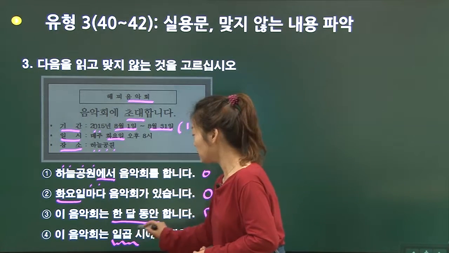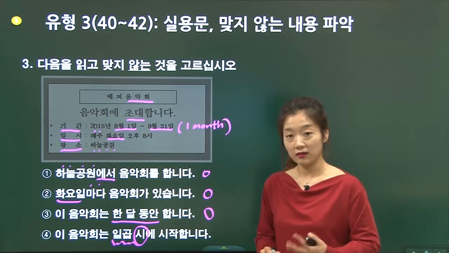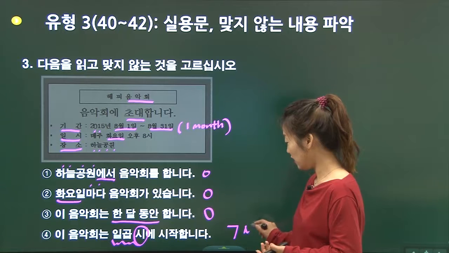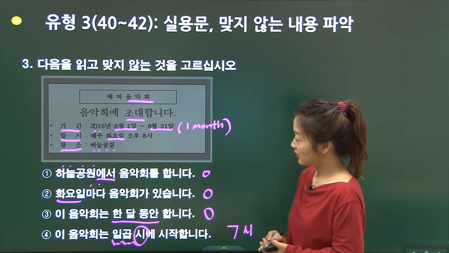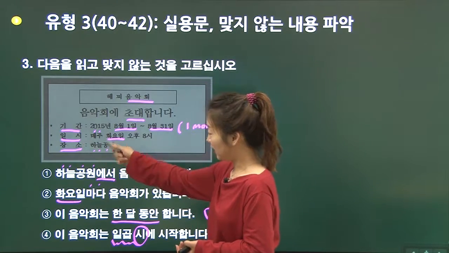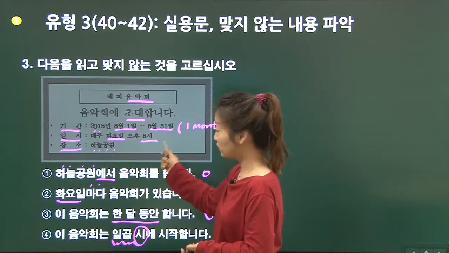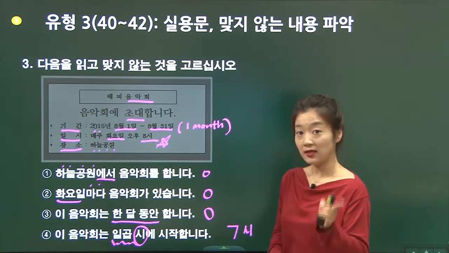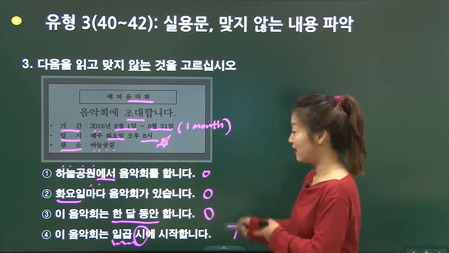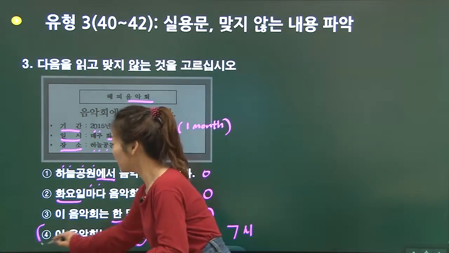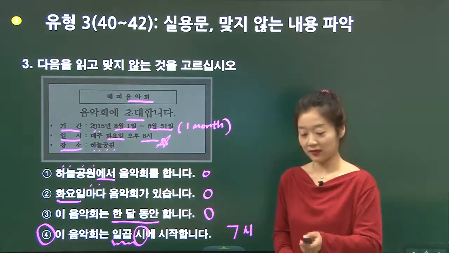Number four, 이 음악회는 7시에 시작합니다. This is about the time, right? 7시 means 7 o'clock, right? So let's see the time. We can check the 1시, 매주 화요일 오후 8시. 8시 means 8 o'clock, right? It's not 7 o'clock. So this is incorrect. The answer, number 4. Okay?